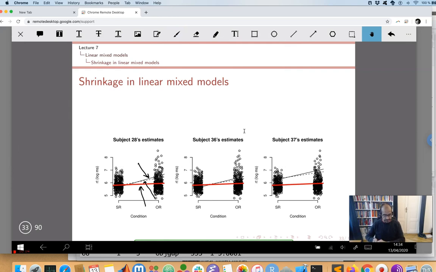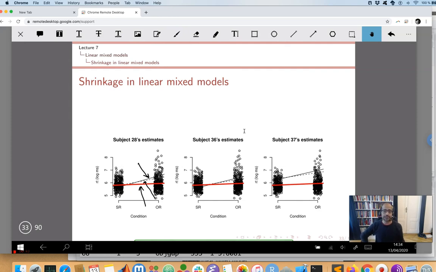And what you notice is that if I just use the 16 data points from subject 28, I get an exaggerated estimate of that subject's slope of the relative clause effect. If I use the linear mixed model estimate, I get a conservative shift, the broken line, closer towards the red line. Okay, so that's shrinkage in action.